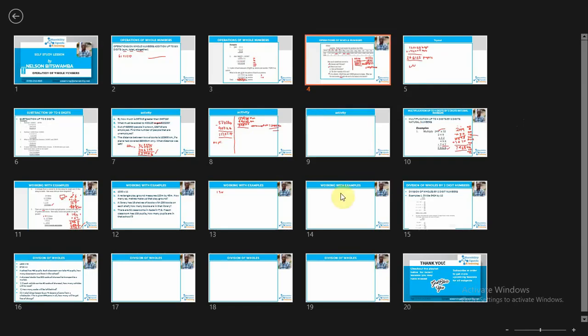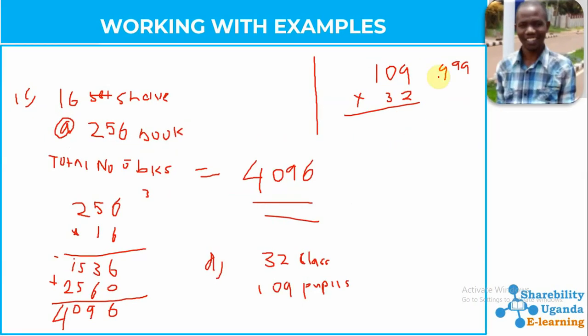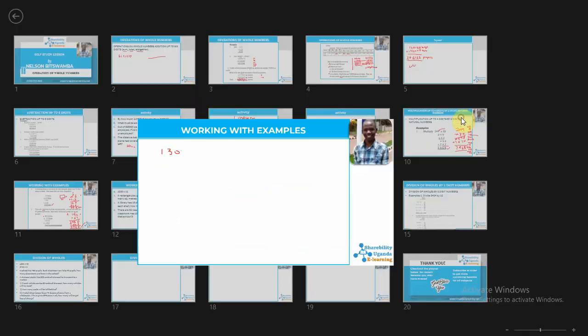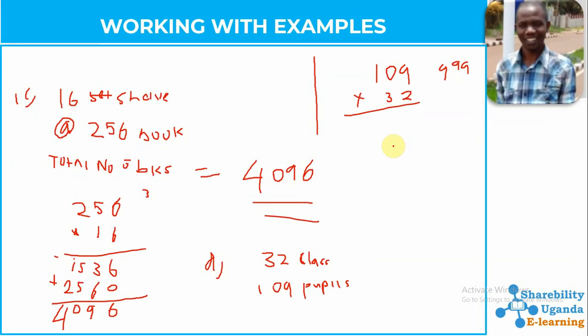Let me go back. This is where we are. When you say 3 times 9, it is the same as adding 9 three times. 9 plus 9 is 18, 18 plus 9 is 27. So 3 times 9, we get 27. We write a 7, we carry 2. What is 3 times 0? We get 0 plus 2, we get our 2.